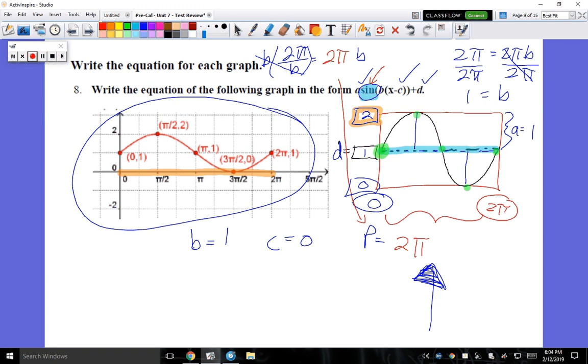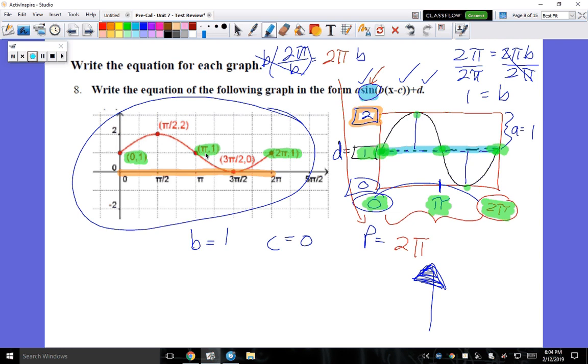My first point, the x value is 0, the y value is 1. That's how I get (0, 1). My last point, the x value is 2 pi, and my y value is 1 again. That's how I get (2 pi, 1). And what's in between 0 and 2 pi would be right here in the middle, at 1 pi. So my x value being pi, my y value will be 1 as well.